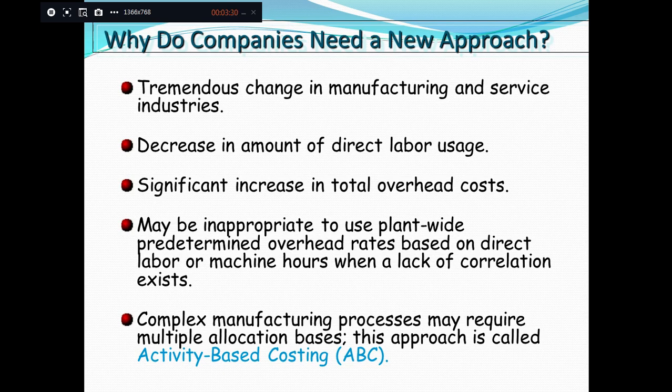So it's better to use the activity based costing rather than traditional costing, because sometimes you cannot apply a single rate to all the overhead costs. The other is that a complex manufacturing process may require multiple allocation bases. So the allocation bases may be applied by activity based costing. That's why we need to use the activity costing method rather than the traditional costing method.